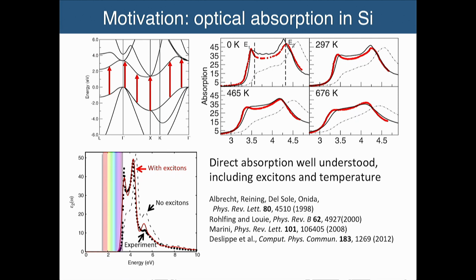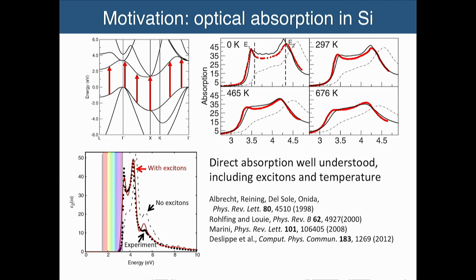If you look at its direct absorption, here's the occupied valence band, conduction band, occupied states and empty states. When we send the photon in, electrons absorb the photon and go from the valence to the conduction band. That's a direct absorption, and it's well understood. Today we have very good spectra, and here's an example from the Berkeley GW code.